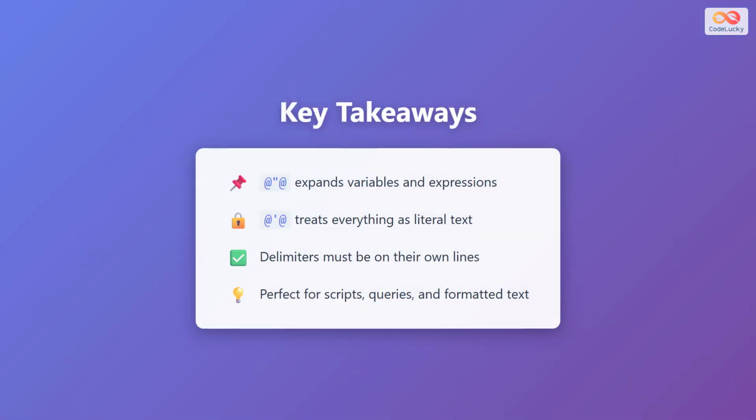Let's review the key takeaways. The @ double quote @ syntax creates expandable here-strings that evaluate variables and expressions. The @ single quote @ syntax creates literal here-strings that treat everything as plain text. Remember that delimiters must always be on their own lines with no extra characters. Here-strings are perfect for working with scripts, database queries, configuration files, and any formatted text where structure matters. Mastering here-strings will make your PowerShell code cleaner, more readable, and easier to maintain.